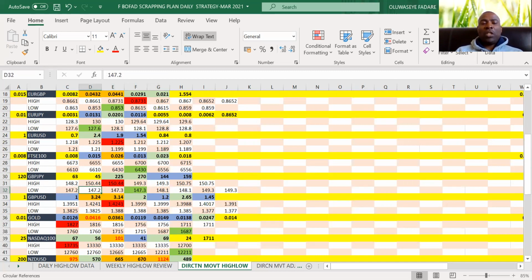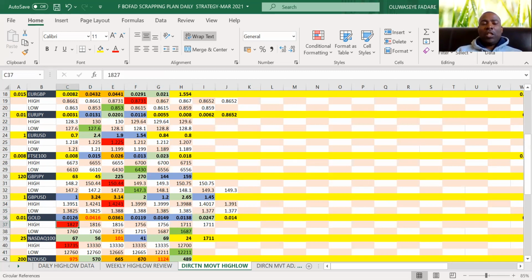But if you look at the trend of the low from 147.2 to 147.3 to 148.1 to 149.3, the low side has always been increasing in the last 4 moves. So that's why for now we're projecting an uptrend. For GBP USD, so far so good. We can see the high has been the highest and the low has been following. So we're expecting a sell.